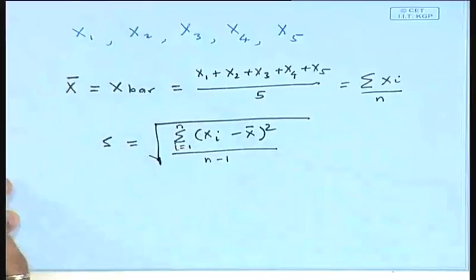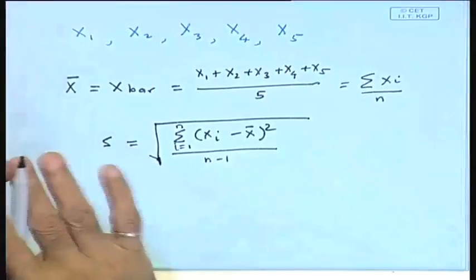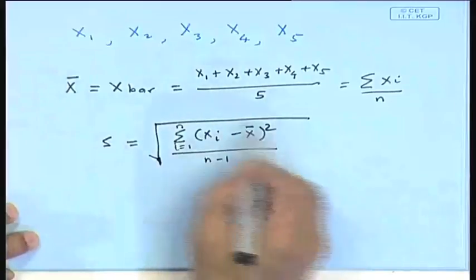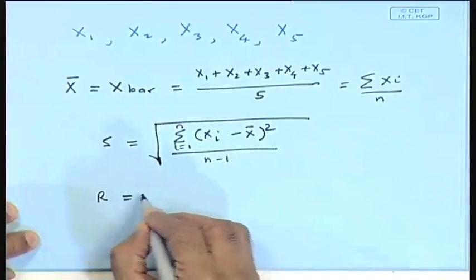X bar would be utilized to get some sense of accuracy of the process. It basically indicates the central tendency of the process. Then we got something called standard deviation, which indicates basically the spread of the process. There is another quantity which is not as complicated to calculate, and that is called the range, R. R is the same as range.